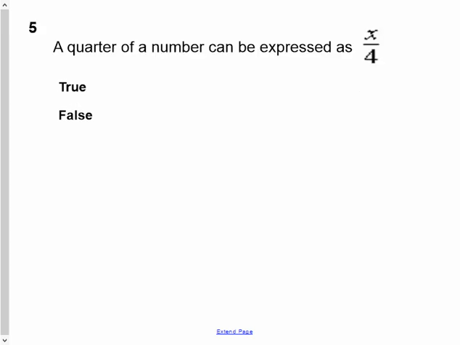Question 5 says a quarter of a number can be expressed as x over 4. It's important to know that x over 4 is the same thing as x divided by 4, or there's x divided into 4 parts, and 1 part is what you have. So x over 4 is a quarter of a number, and therefore is true.